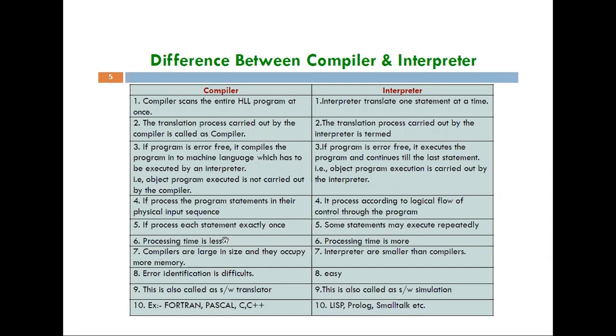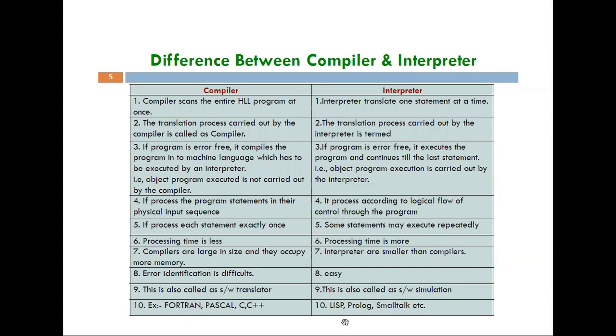Then processing time is very less in a compiler, whereas in an interpreter processing time is more. Compilers are large in size and occupy more memory compared to interpreters, whereas interpreters are smaller than compilers. Error identification is very difficult in a compiler, whereas error identification is very easy in an interpreter. Then the compiler is also called a software translator, whereas the interpreter is also called a software simulation. So one simple difference you can see: compiler is a software translator, whereas interpreter is a software simulation. Then let us see some examples of compilers: Fortran language, Pascal language, C language, C++, etc.